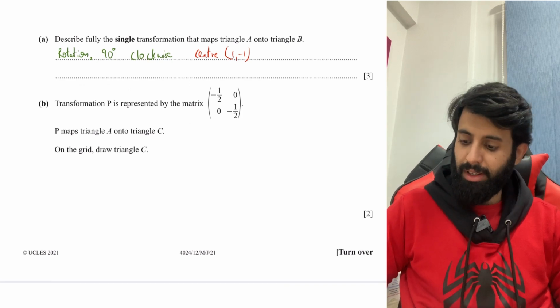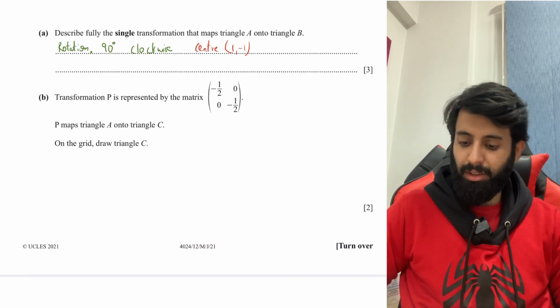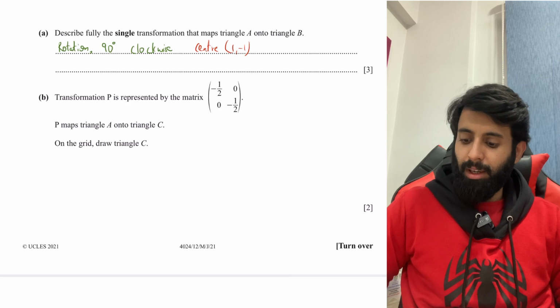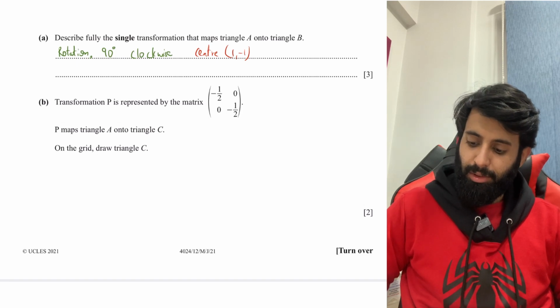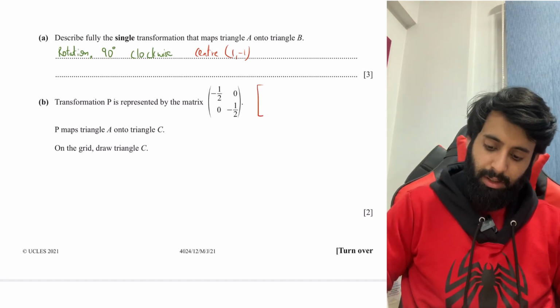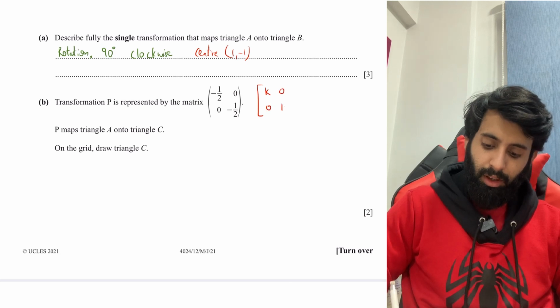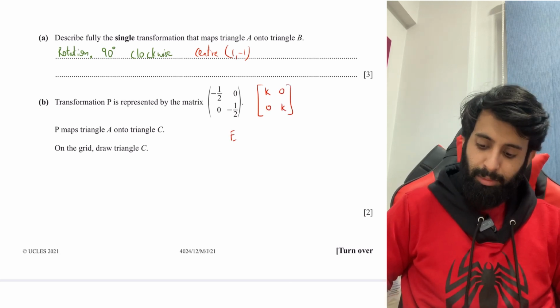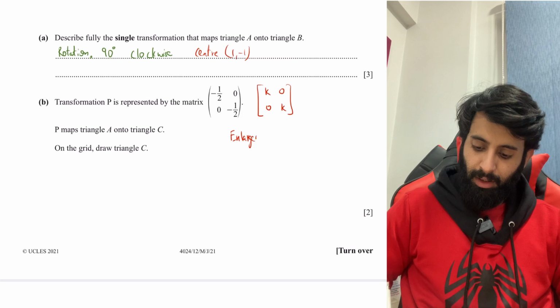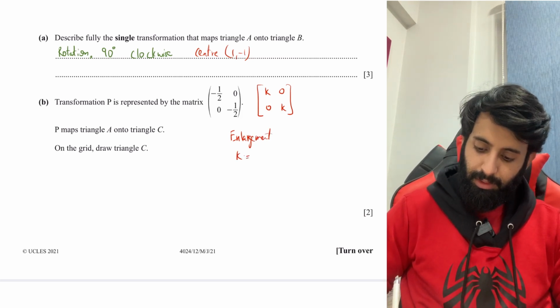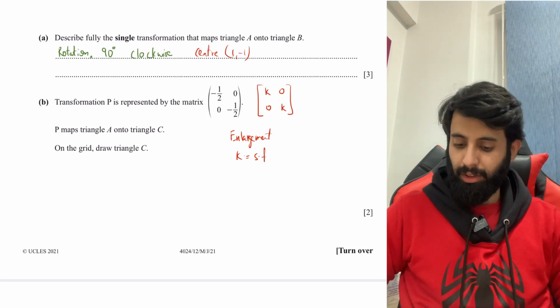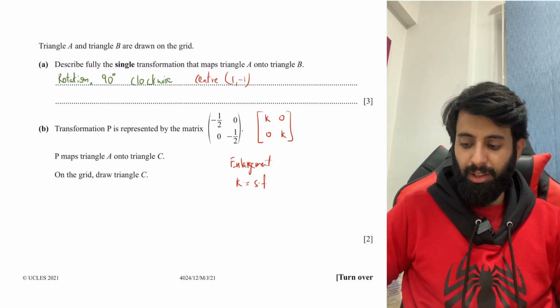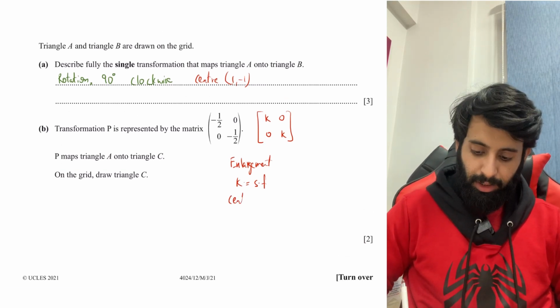Great. Okay, then it says transformation P is represented by this matrix. P maps A onto triangle C. On the grid, draw triangle C. So whenever you have a matrix that looks like this, K 0 0 K, it's basically an enlargement, with K as your scale factor. K being your scale factor. So that means over here the scale factor is minus half, and also the center is the origin.